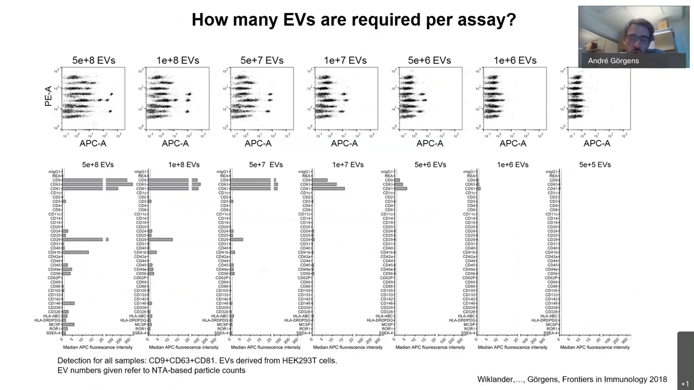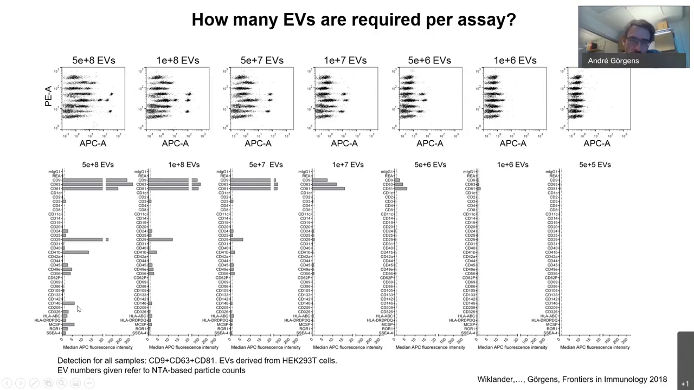So an important question for all assays is, of course, how many EVs are you starting with? Like, how would you normalize the input? And there are definitely different ways. If you just use NTA-based particle counts in an increasing way or in a serial dilution, as shown here, you see that, for example, for 5E6 particles assay input, you already can detect the tetraspanins, but you have to increase your assay input drastically up to 5E7 or 1E8 to pick up markers that are less abundantly expressed, like CD29 or CD146 here, for example, where you need to increase the input.